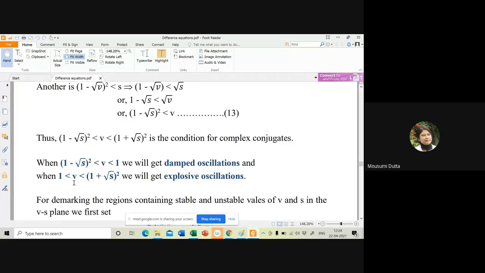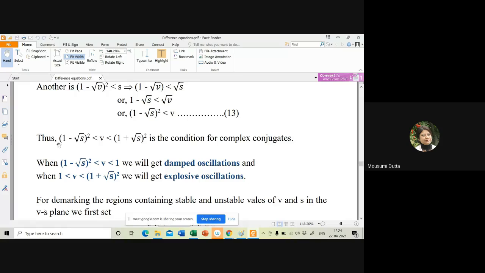One is less than v less than 1 plus root s whole square. From the second criterion, 1 is less than v less than 1 plus root s whole square. And we get explosive oscillations.